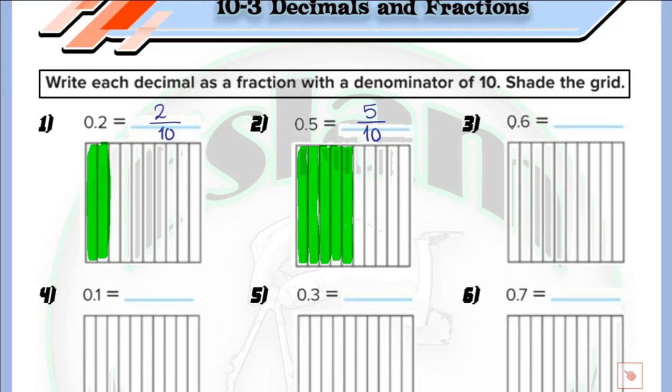In question number 3, we have 0.6. It will be 6 out of 10. We just write the number at the right of the decimal, which is 6. Now because we have only one digit at the right of the decimal, it means the denominator will be equal to 10. To shade, we will shade only 6 parts.